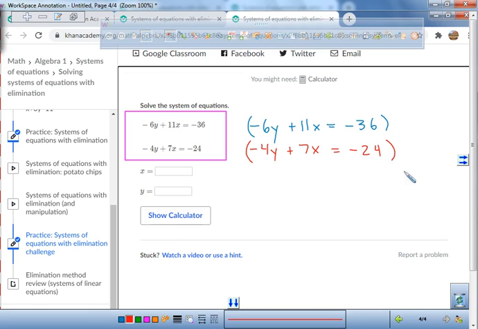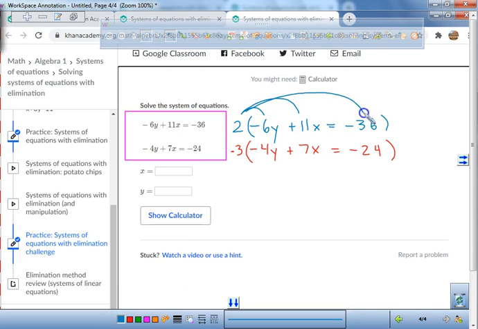Now, for me, I don't know about you guys, it's easier to work with a 6 and a 4 than I would want to work with an 11 and a 7. So I'm going to do something, see if this makes sense. I'm going to multiply the top equation by a 2, and I'm going to multiply the bottom equation not just by a 3, I'm actually going to multiply it by a negative 3. So here we go. You guys ready? We're going to multiply the top equation by a 2.